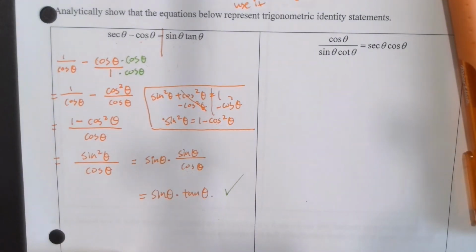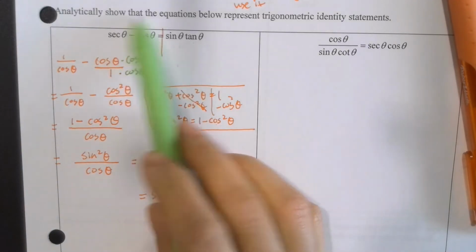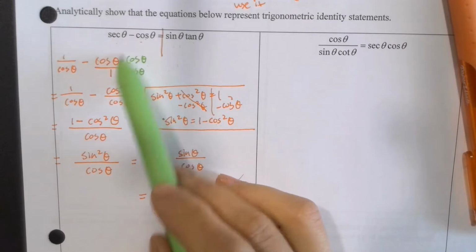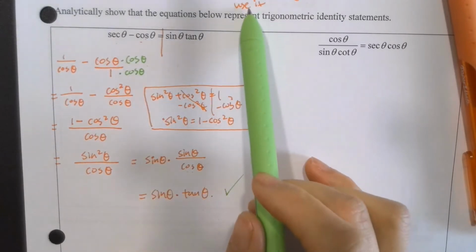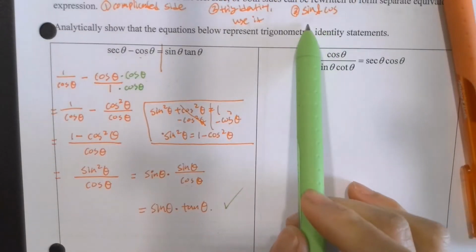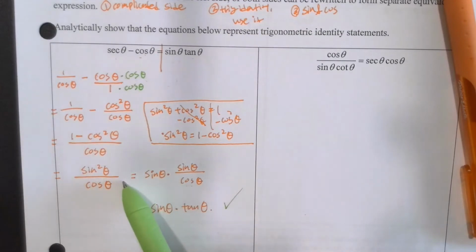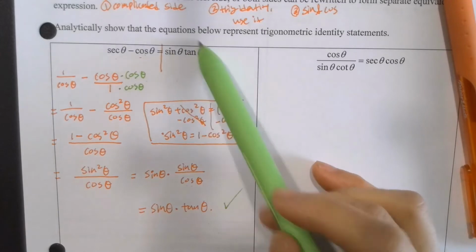Cool? Alright, so that's how we do it. How to verify, review one more time. Start with the complicated side. Do all the magic. All the magic includes using trig identities if you can. Rewrite everything in terms of sine and cosine. Sometimes you need to pause and think, like this problem. And then get to the other side of the equal sign.